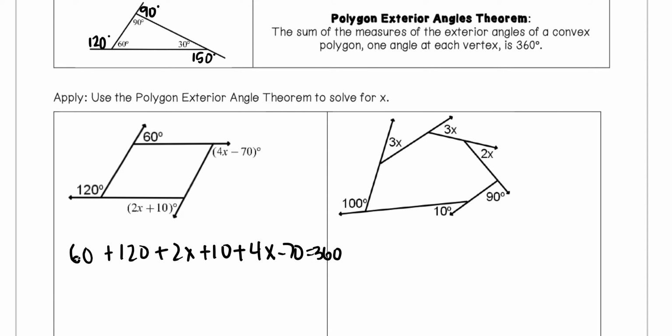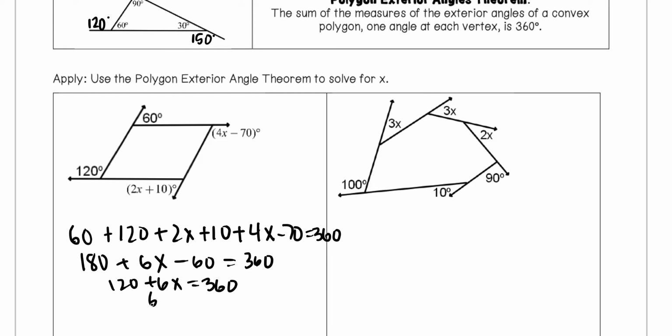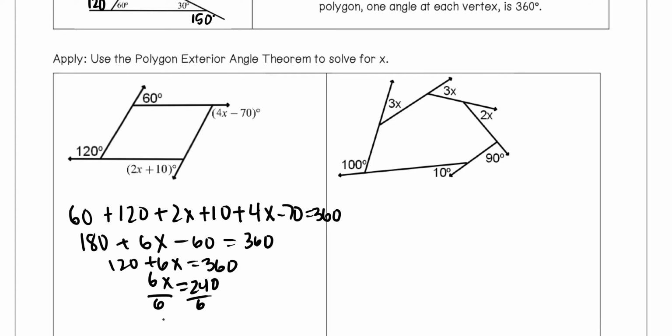When we solve this, 60 plus 120 is 180, plus 2x plus 10 plus 4x minus 70. Combining like terms, 2x plus 4x is 6x, and 10 minus 70 is negative 60. We're left with 120 plus 6x equals 360. To solve, we subtract 120 from each side, and we're left with 6x equals 240. To get x alone, we divide by 6 on each side. That means x in this example is worth 40.